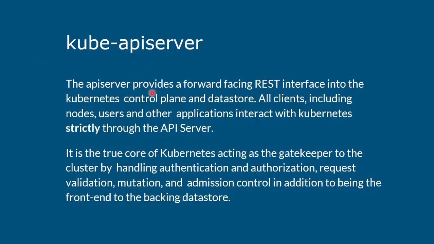The Kube API server provides a straightforward REST interface into the control plane. So all clients, including nodes and users and applications, interact with Kubernetes strictly through the API server. It is the true core of Kubernetes, acting as the gatekeeper to the cluster by handling authentication, authorization, request validation, mutation, and admission control, in addition to being the front end to the backend data store. So the Kube API server, again, provides a lot of the access to the product.